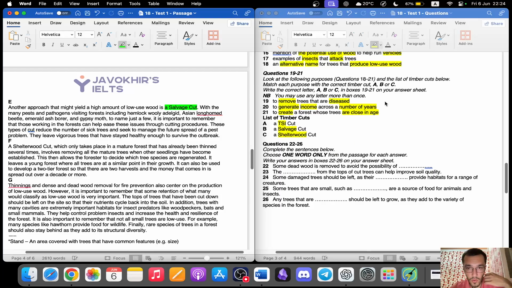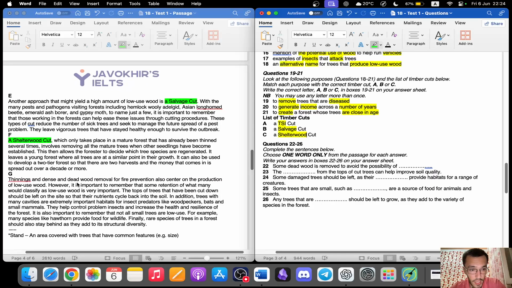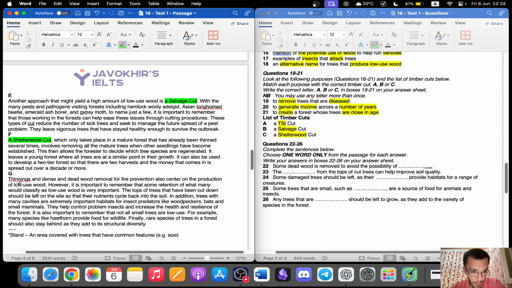These questions follow the order. If you want, I can just highlight. I'll just write the name, but I want to spend some time teaching you the paraphrasing table. So here, the sentence completion is the very last, 22 to 26. There's a very high chance you will find the answers at the very last paragraph.